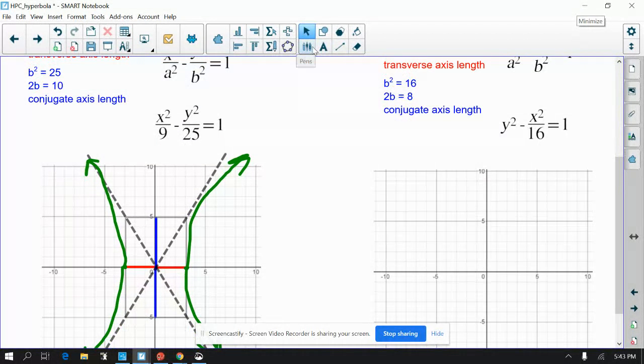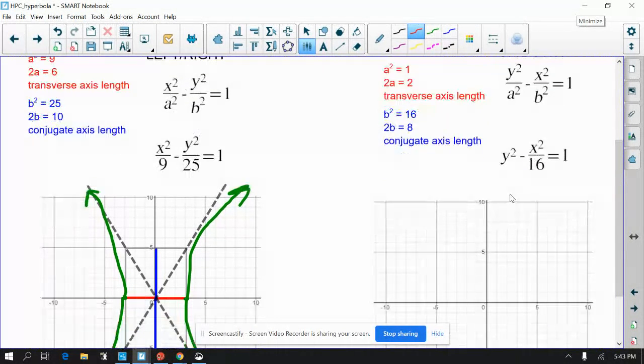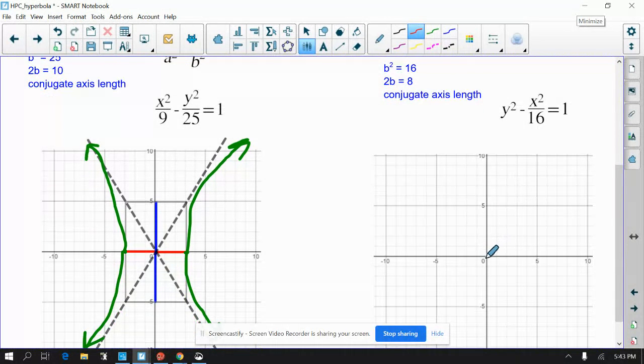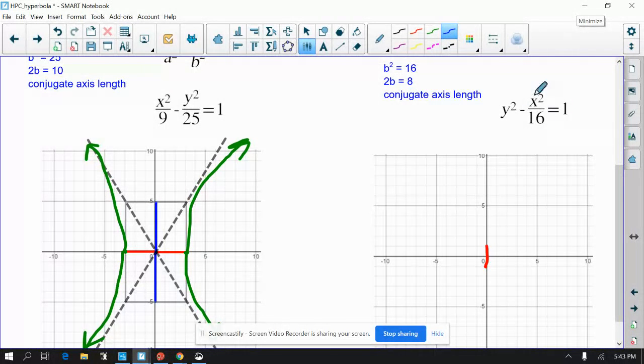And I'm going to draw these. Let's try to do this one freehand. So the transverse axis, the one I'm really concerned about, the one that touches the two vertices, is going up and down because Y is mentioned first. So I go from the center, up 1 and down 1. It'd be something like that. And then my conjugate axis is underneath the second variable mentioned, X. So I'm going left and right. I'm going to the left 4 and to the right 4. So it's 8 long. And then I use that to draw this box here.